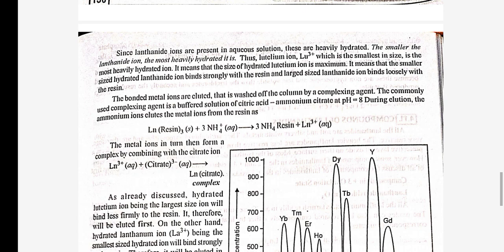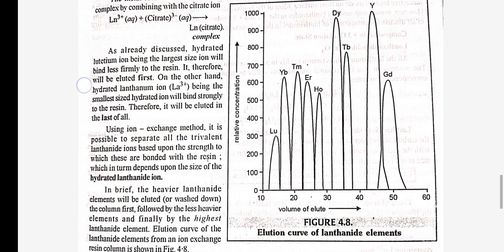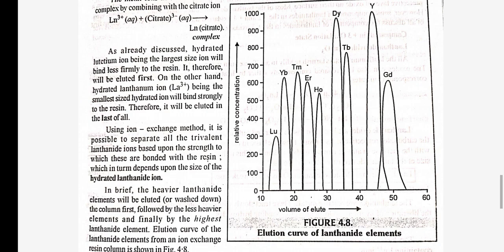The bonded metal ions are eluted, that is washed off the column, by a complexing agent. The commonly used complexing agent is a buffered solution of citric acid. As already discussed, the hydrated lutetium ion, being the largest size ion, will bind less firmly to the resin.